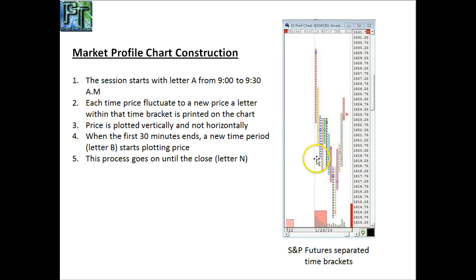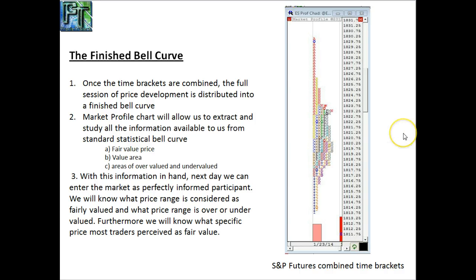it's following the explanation of what I told you a little bit more in detail, the 30 minute brackets, the letters, etc. So that we already reviewed. Now I take all those 30 minutes that I showed you above and I put them all together. Now I have a very clear statistical bell curve.